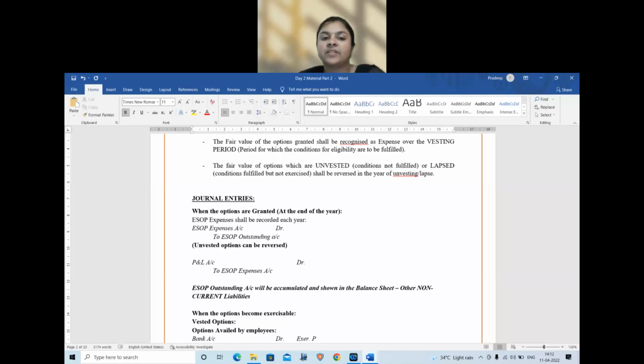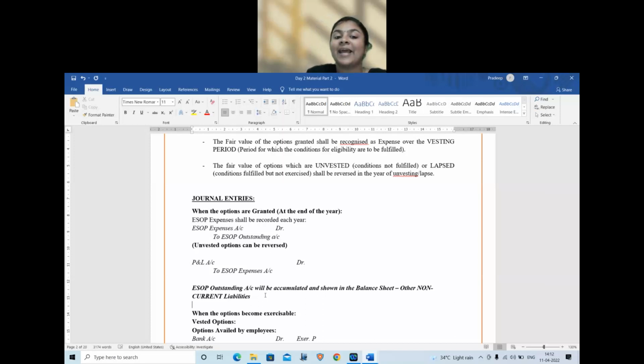Okay, so ESOP expenses account debit to ESOP outstanding. And the expenses is transferred to P&L account. So P&L account debit to ESOP expenses. Year on year, this entry will be passed for the vesting period. Now, ESOP outstanding is an accumulated liability which will be shown in the balance sheet under other non-current liabilities.